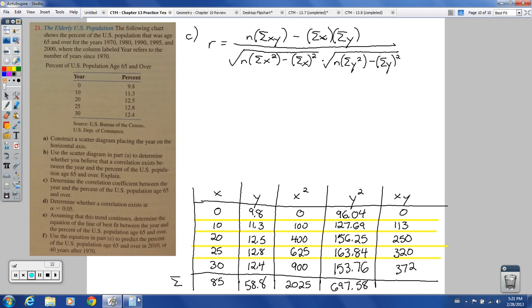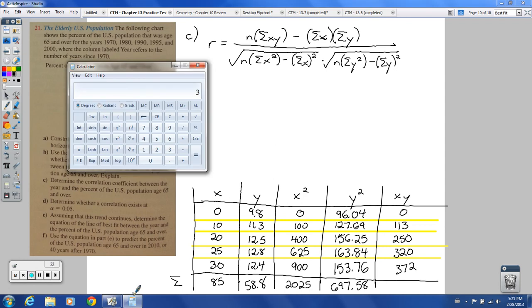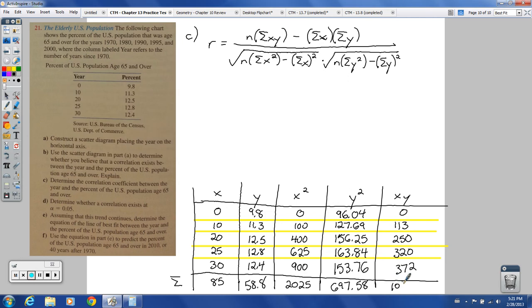Add all these values together. 372 plus 320 plus 250 plus 125. No need to type in plus 0. That looks good. And that gives me 1,055. 1,055 right there. So now I just need to plug stuff in.